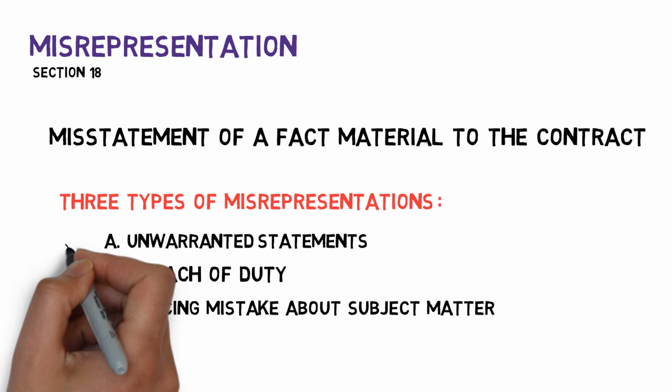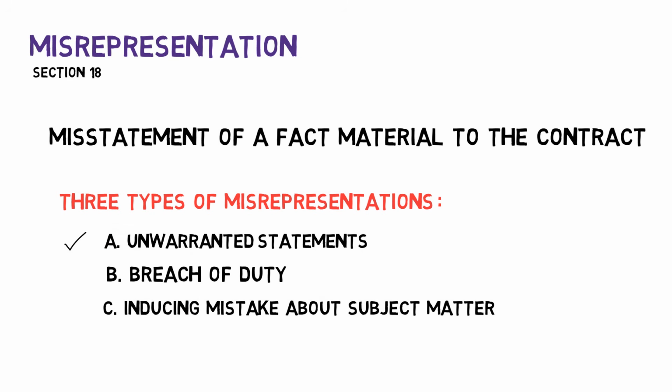Let's understand what is an unwarranted statement. When a person makes any statement and he actually does not have proper information as to whether his statement is true or not, but he believes it to be true. For example, A is selling his car to B.